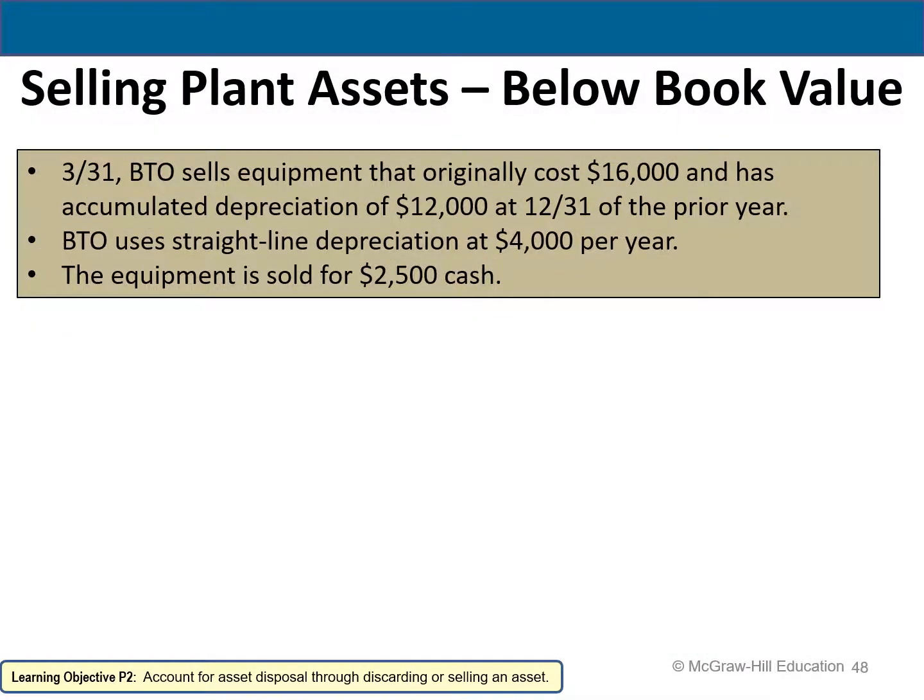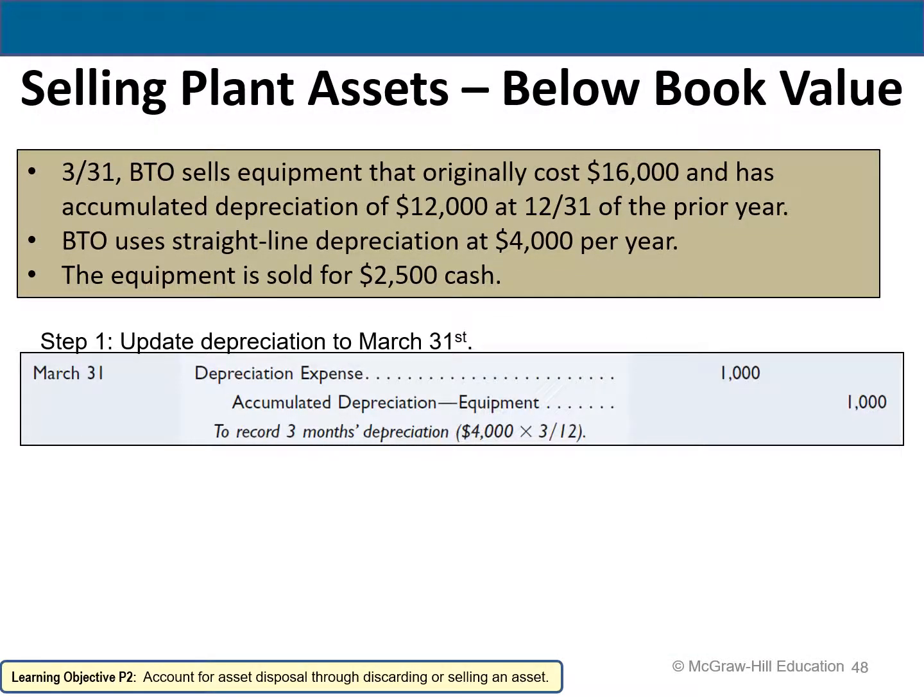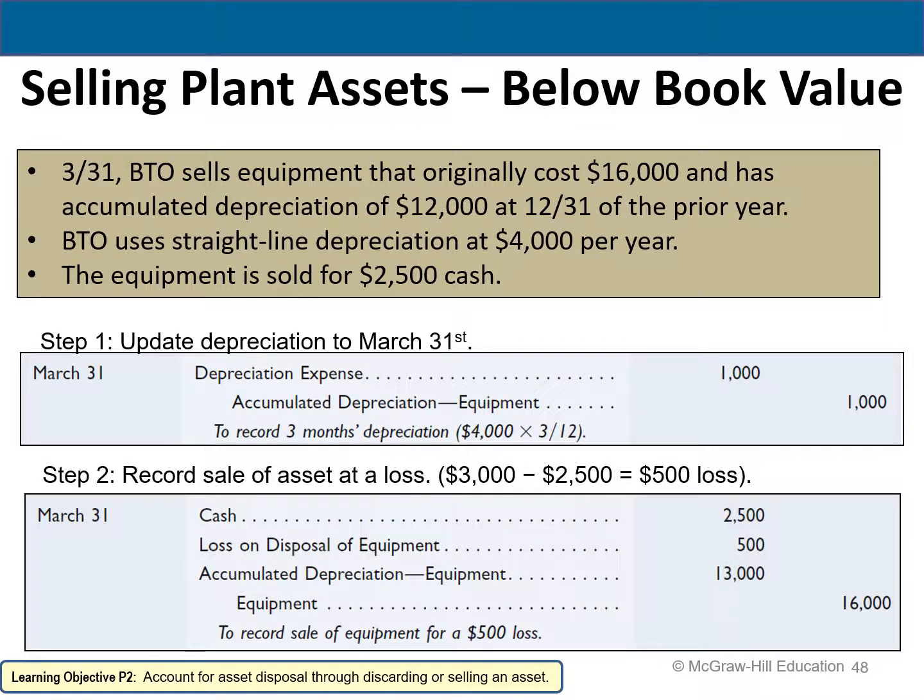All right, so let's say we sell it for below book value, right? This is the same scenario as the previous two slides in terms of the cost and the accumulated depreciation. The only difference is the amount that we're selling it for. So this time we sold it for $2,500 cash. So we're going to debit cash for $2,500. We need to write off our accumulated depreciation and our cost, take those to zero. So we're going to debit accumulated depreciation for $13,000, credit equipment for $16,000. To make our debits equal our credits, we just need a debit of $500 to our loss on disposal. Okay?